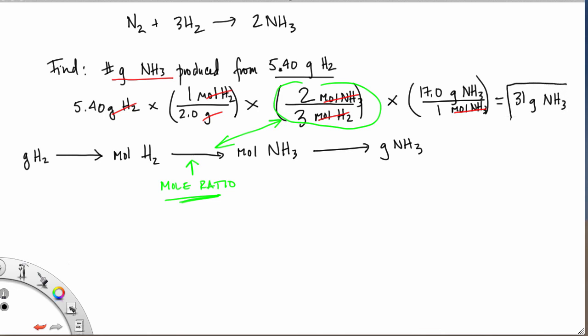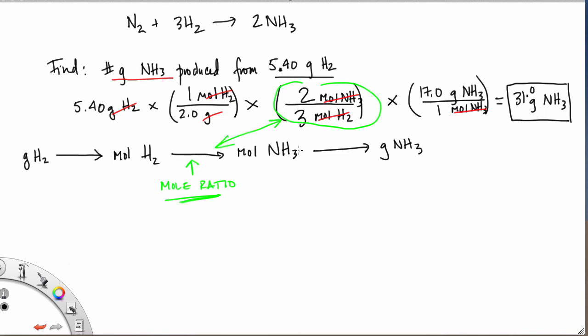Remember, our problem has to have the correct number of significant digits. Okay, and it doesn't. My bad. Oh, I'm sorry. Yeah, this has 3 significant figures. So we had a 0 here. Now we have 3 significant figures here. 31.0 grams of ammonia.